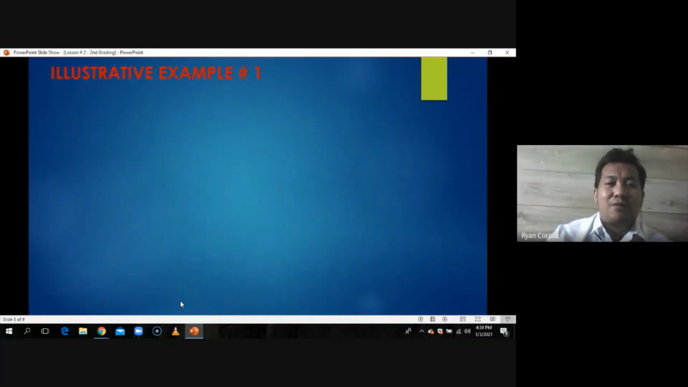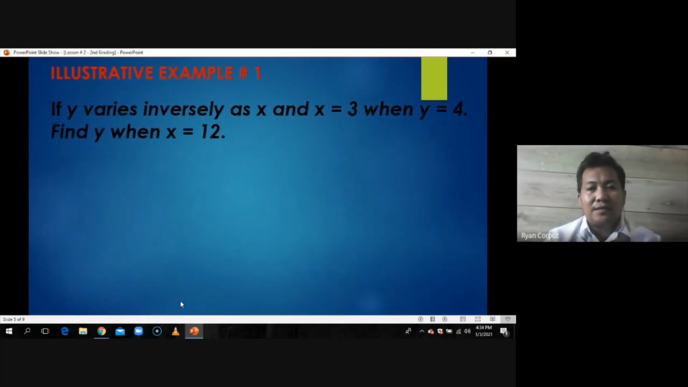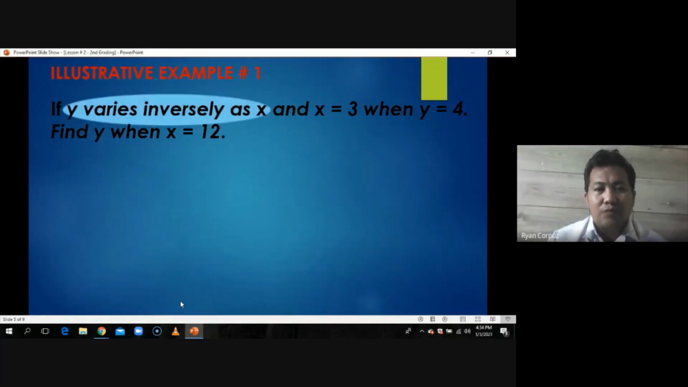So let's have example number 1 here. Let's have this problem: if y varies inversely as x, and x is equal to 3 when y is equal to 4, find y when x is equal to 12. Using the first step, unang-una, we have to find out the statement of variation. In that given problem, the statement of variation is y varies inversely as x.